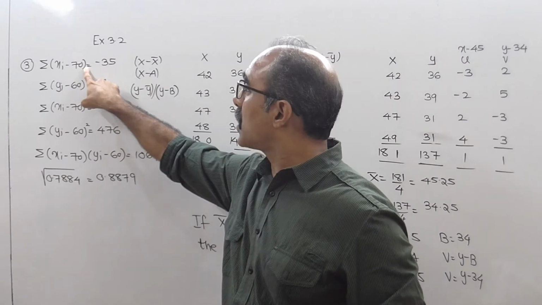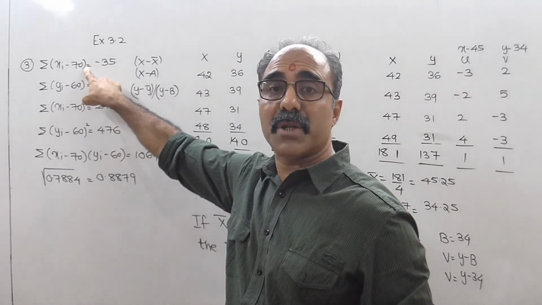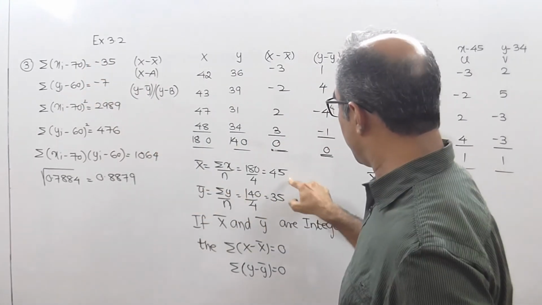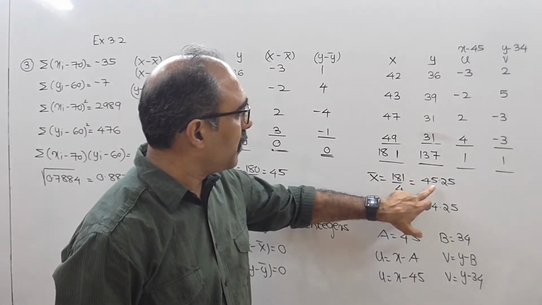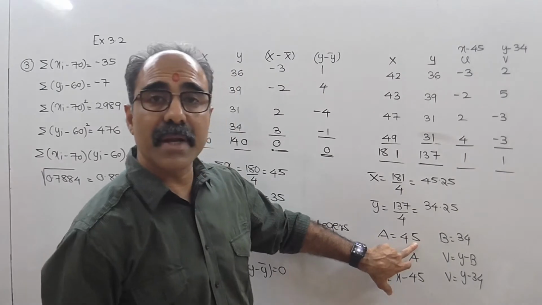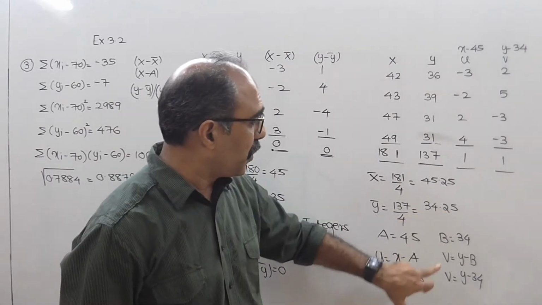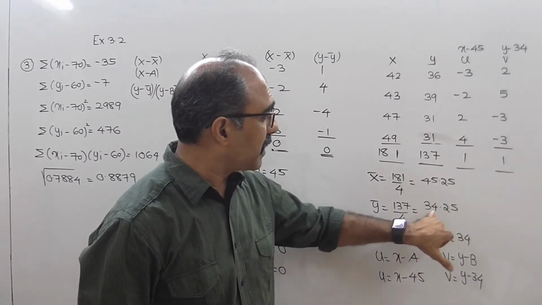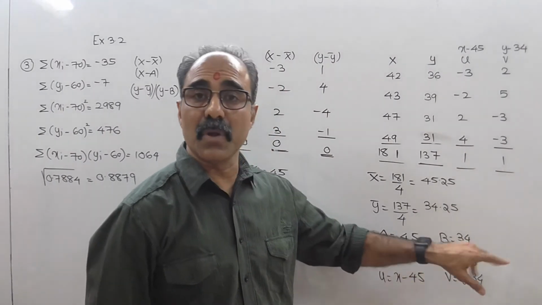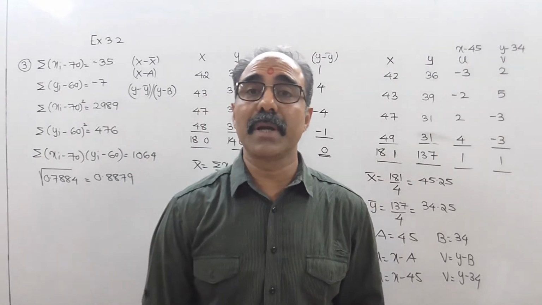That means this is the deviation not taken from the actual means. In fact, it is taken from the assumed means. Assumed mean means 45.25, we are taking it as 45. 34.25, we are taking it as 34. So when you take 45.25 as 45 and 34.25 as 34, that means you are not taking the actual mean. You are taking the assumed mean.